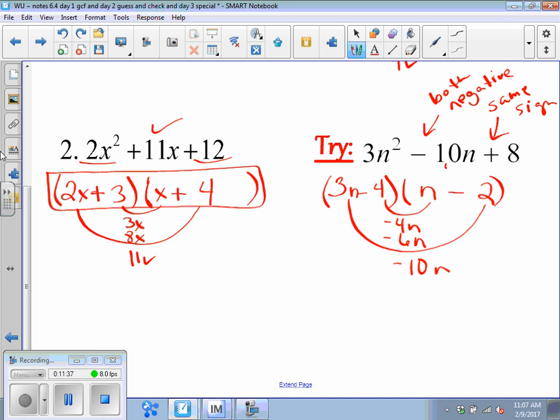So my middle term checks out, but when I multiply my first terms, 3n times n, I get positive 3n squared. So that term checks out. And my last terms, negative 4 times negative 2 is positive 8. So all 3 terms check out.